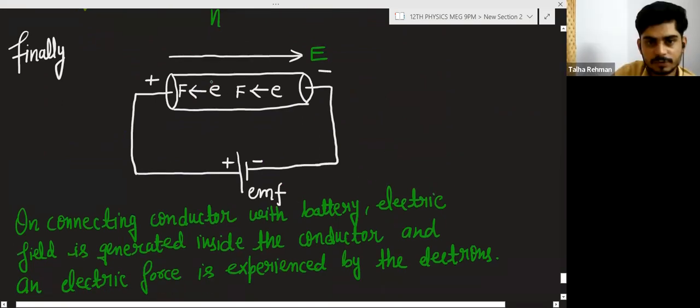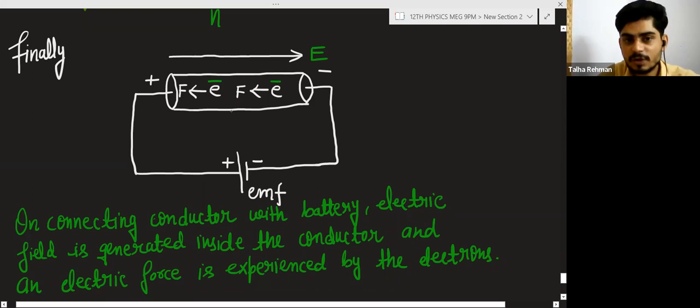This is the electron, and the ions will also be there here. Inside the conductor, ions will also be there, but I have not drawn the ions.